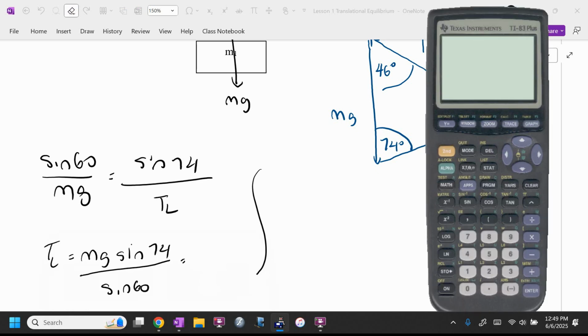M was 12.6 again, is that right? That was lazy of me. $137, almost even? Yeah.